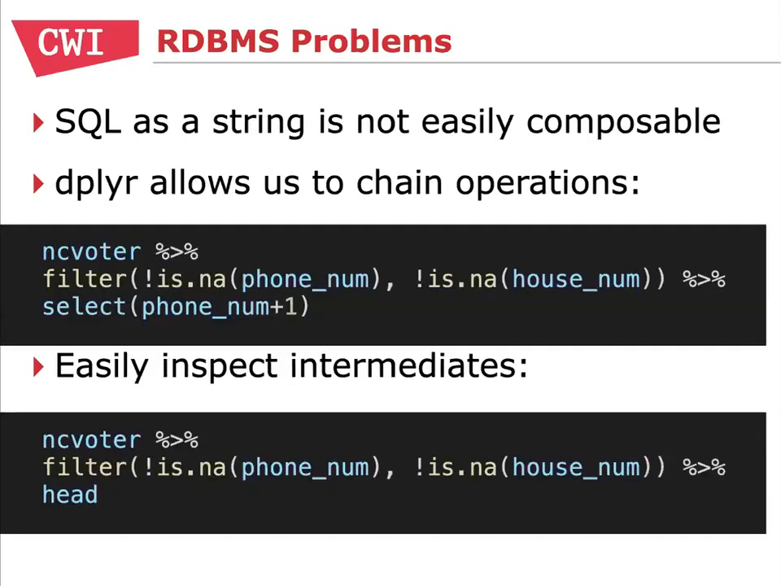Also, another problem is that SQL as a string is not so easily composable. So in dplyr, which is an R data wrangling library, we can chain operations. First we get the table, then we apply a filter, then we do a selection. And that chaining of individual operations means we can easily say at any point, if we want to inspect it, okay, show me this partial result. And that's really useful for data debugging.